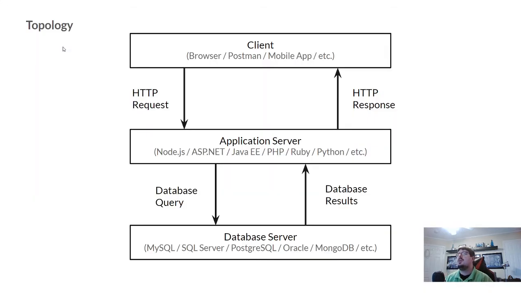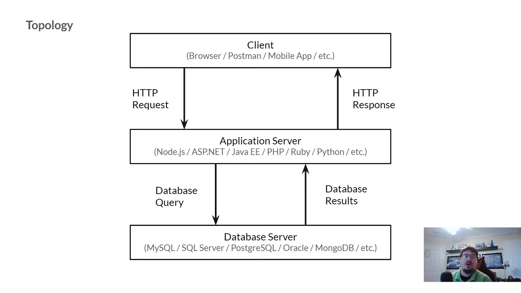Okay. So if we look at the general network topology, and we've looked at this in a previous lecture, in general, the closest thing to the user is going to be the client, right? That's where the user sits. And when we're talking about the client, that can be a lot of things, right?